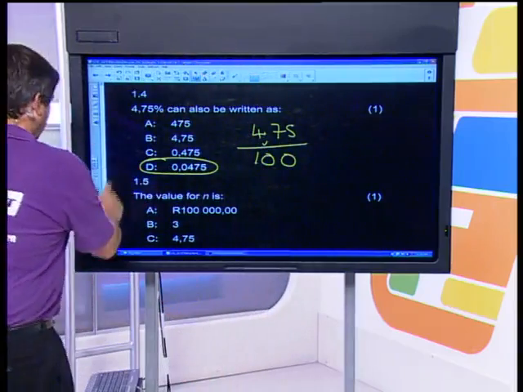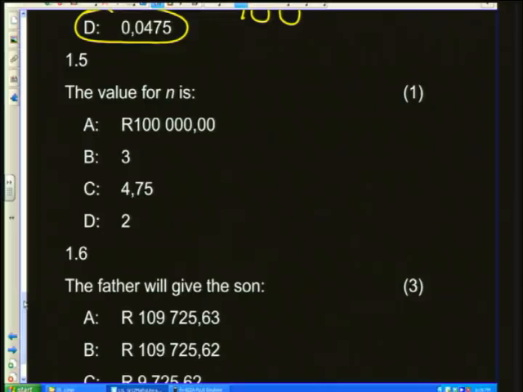Okay, so similar, same thing, the value for n. Okay, so n is the number of years. In this case, what's it going to be? The 100,000, the 3, 4.75, or 2? 2. Because it was 2 years, wasn't it? Yes, sir. It was from 19 to 20 to 21.